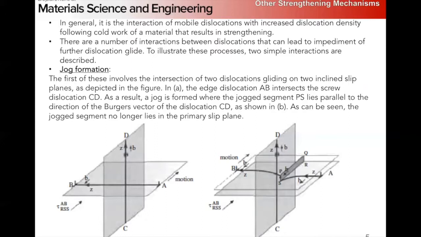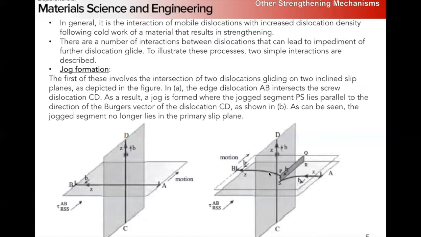And most importantly, they're going to form a jog. So a jog basically becomes a step in the dislocation. And when two dislocations interact, they form jogs. And the direction of the jog step is along the Burgers vector of the dislocation that it interacted with. So this edge dislocation now has a step. It leaves this plane. This was the original slip plane. Part of the dislocation now has a jog and is in this plane here.